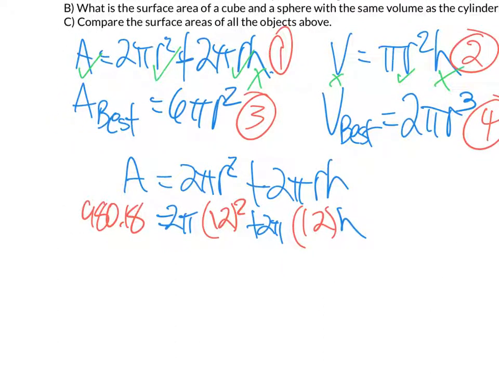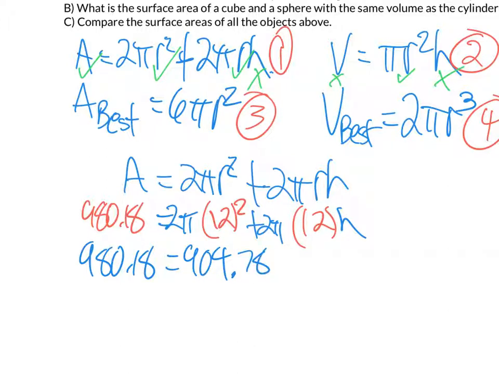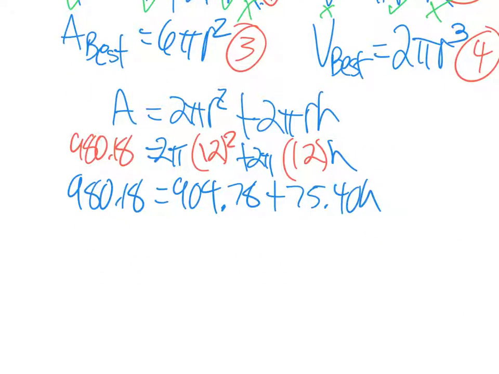If you look at that, the only unknown is h. So I can put 2 pi times 12 squared in my calculator, and 2 pi times 12, and I'm going to end up with something like 980.18. Putting this in my calculator, that works out to 904.78 plus 75.40h. So that's an equation right there.